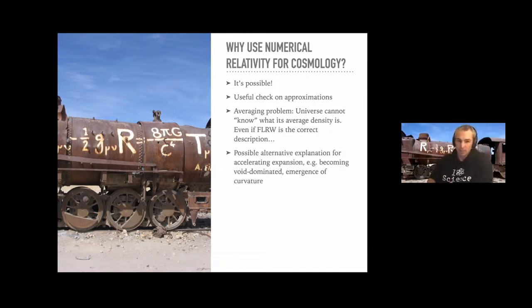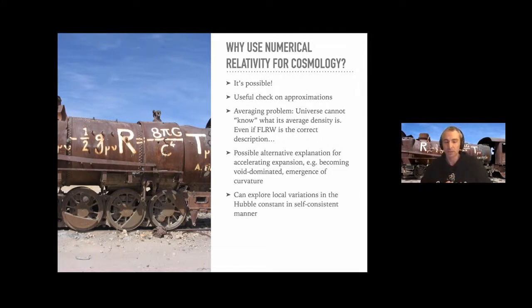On the more crazy end, solutions to this averaging problem have been proposed as an alternative explanation for accelerating expansion. The simple view of that, and I'll go into a bit more detail, would basically be that the universe is becoming more void dominated as time goes on. So in some way that looks like an apparent acceleration, even though there's not really an accelerating expansion. I'll talk a bit about the emergence of curvature, so net curvature may be an issue there as well.